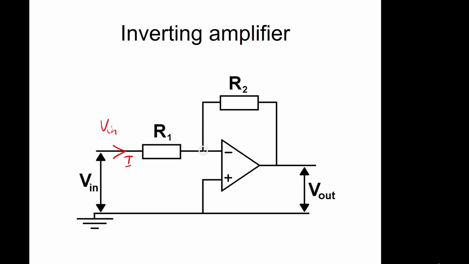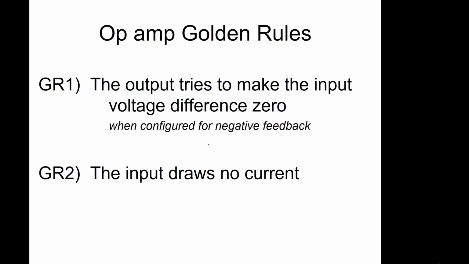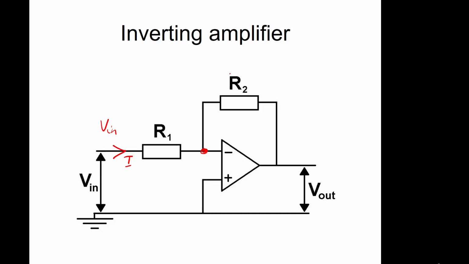Now the voltage at this point, we're not quite sure of, but if we look at the golden rule, when it's connected in negative feedback, the output tries to make the input voltage difference 0. So we can assume the output is changing to make this voltage the same as this voltage. Now we know what this voltage is because this is connected to our earth. So this is 0 volts, and therefore this must be 0 volts as well.